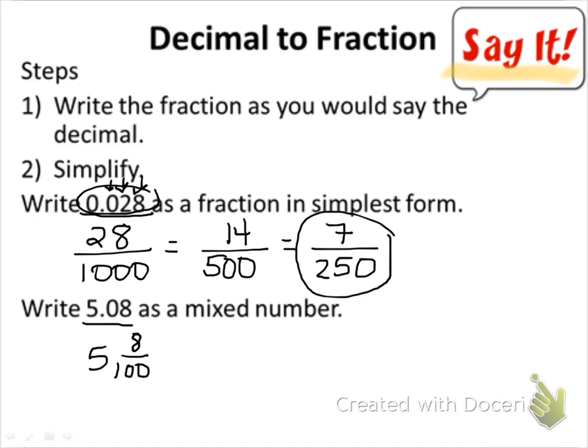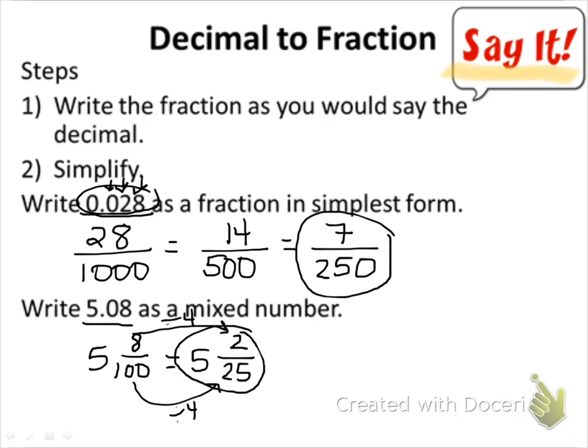Then we need to simplify it. You can find the GCF of 8 and 100, or you can use the same technique from above. I know that both 8 and 100 are divisible by 4, so I would write that this is equal to 5, and then I divide my 8 by 4. 8 divided by 4 will give me 2, and 100 divided by 4 will give me 25. So this written in simplest form would be 5 and 2 25ths.